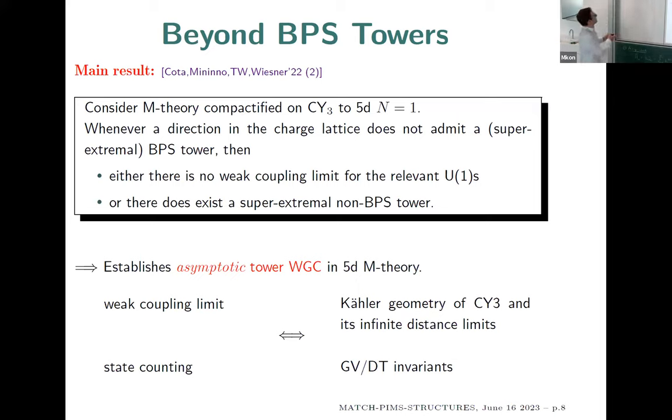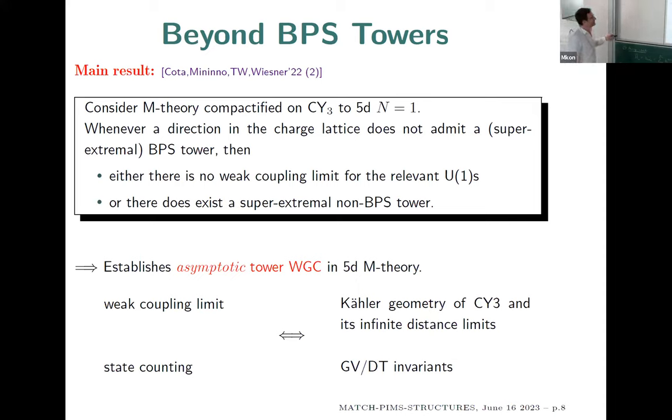And the statement is, suppose there is a direction in the charge lattice that does not admit a tower of BPS particles. This can happen. Then one of the following is true. Either there exists a super extremal tower of non-BPS states, so we can find a tower of states, super extremal, so charge-to-mass based condition, but the particles are not BPS, or there is no decoupling limit for that gauge group. And we argue that this is then a matter of debate.